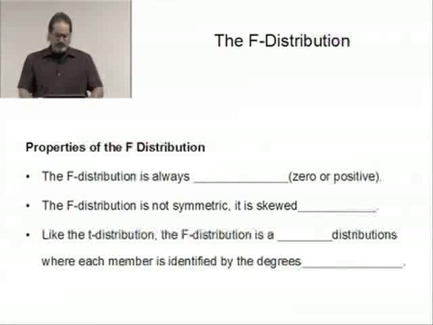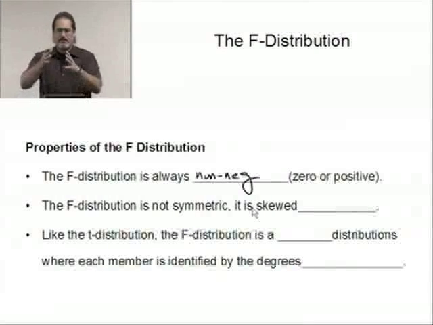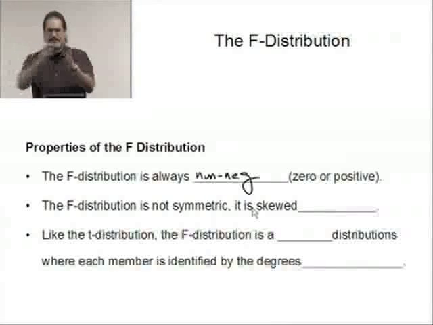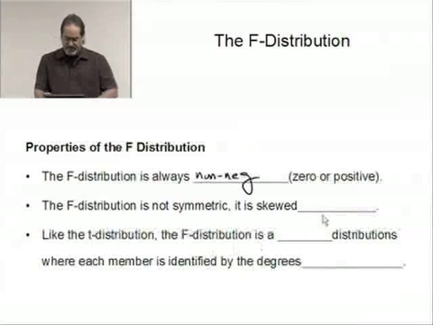Now, the F distribution is always non-negative, meaning the test statistic is always either 0 or positive. It's impossible to have a negative value. And I'll show you why mathematically in just a moment when I show what the actual test statistic consists of. The distribution is not symmetric. It's actually skewed right.